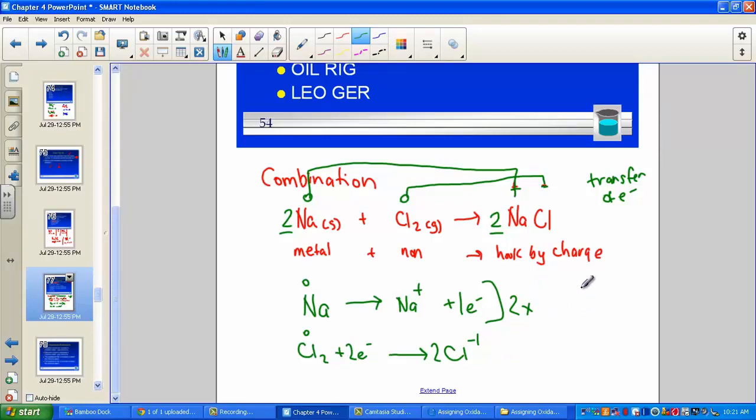We're going to practice this half reaction method multiple times. What we've just done is split the oxidation and reduction into 2 halves, the half reactions. We can label this process as oxidation and this process as reduction. Oxidation is a loss of an electron. Reduction is the gain of an electron. In this combination pattern, we saw sodium and chlorine change charge, and they did so through the process of transferring an electron.